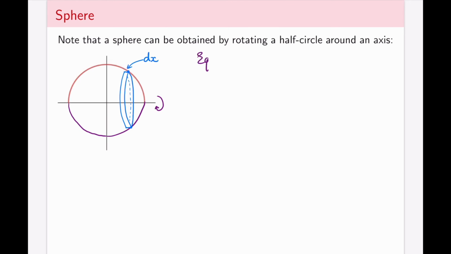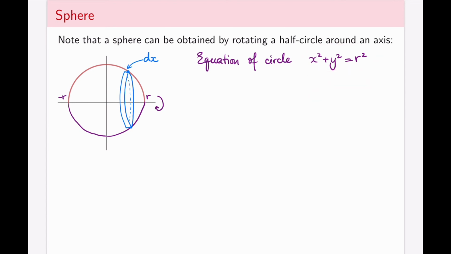So let's recall what the equation of a circle actually is. Digging through your calculus and pre-calculus memories, you might remember that it's x squared plus y squared equals r squared if it's centered at the origin. So this will give me a circle of radius r, with r and negative r here, centered at the origin. Now, I don't really want this expression. What I really want is y equals something.